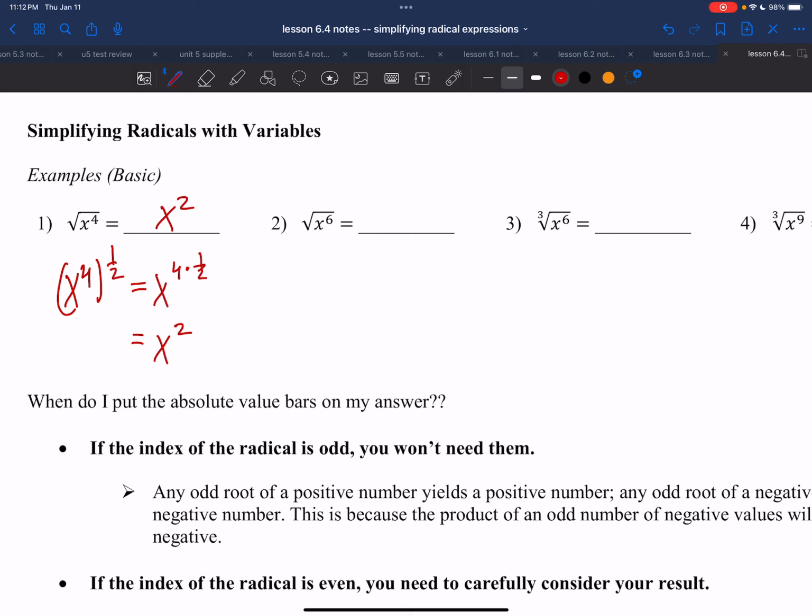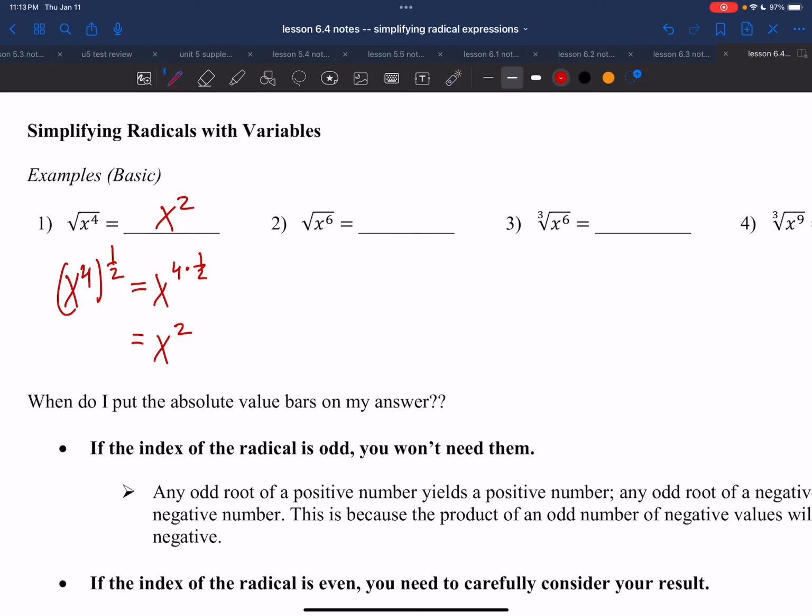And I'm done, right? Another way you could think of this is if you say, well, what's the square root of x to the 4th? You're saying, what times itself is x to the 4th? Well, x squared times x squared. And so then x squared would be the root of that, right?